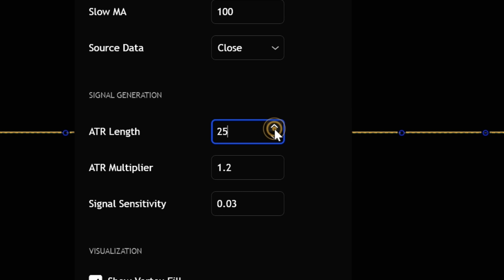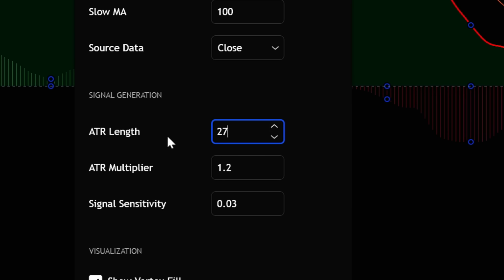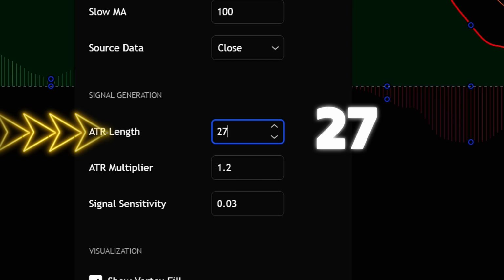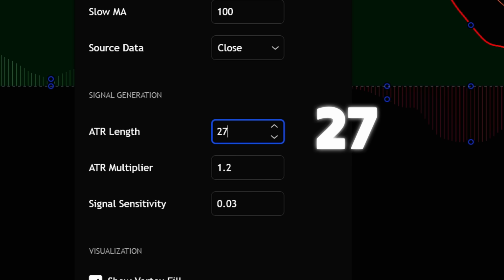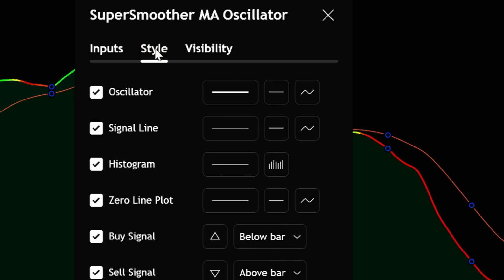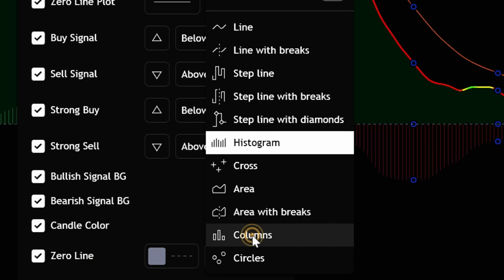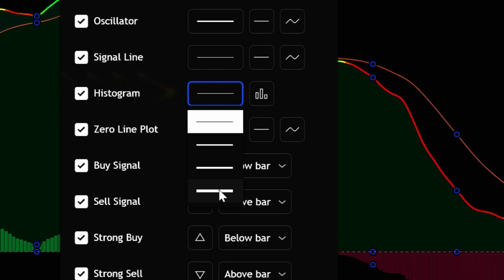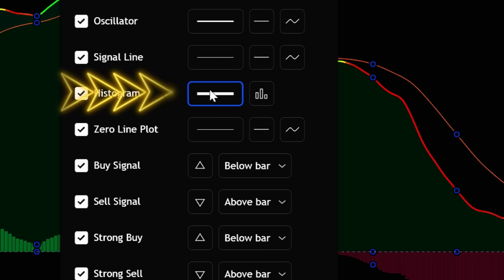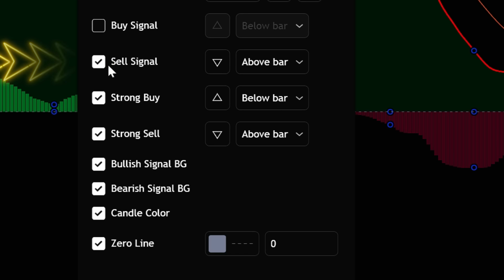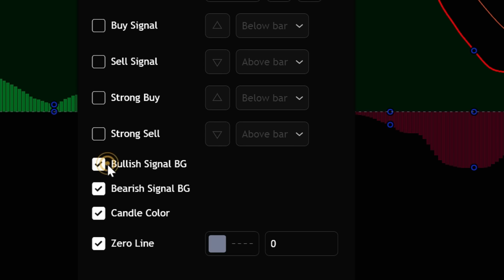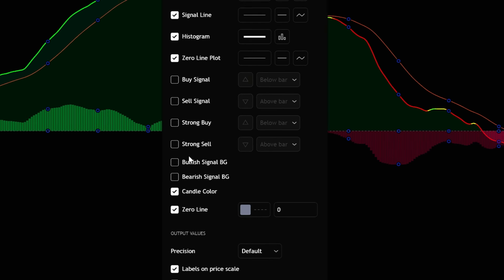Next, set the ATR, average true range, to 27, the same as the VWAP. This syncs your momentum reading with your breakout setup. Then go to the style, set the histogram to columns and make them thicker. You want to see the shift in momentum clearly. Last thing, disable the default buy and sell alerts. We're not relying on auto signals. We're combining VWAP plus oscillator to make data-driven decisions.